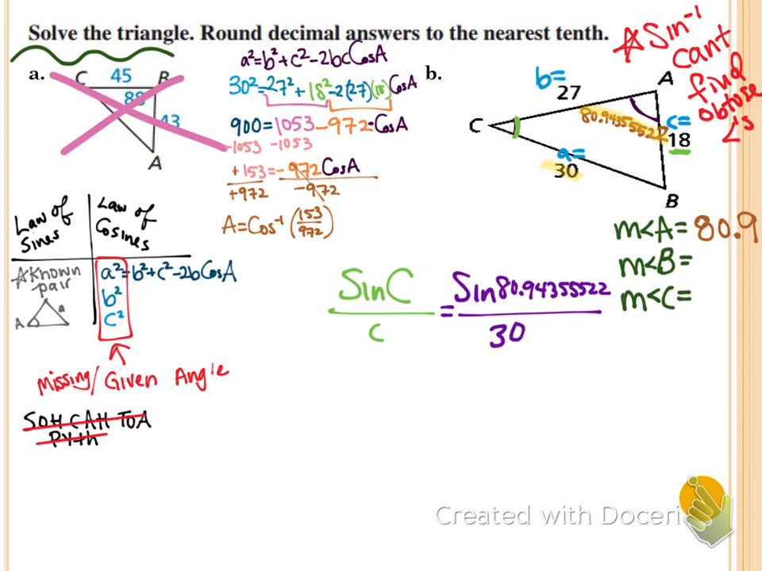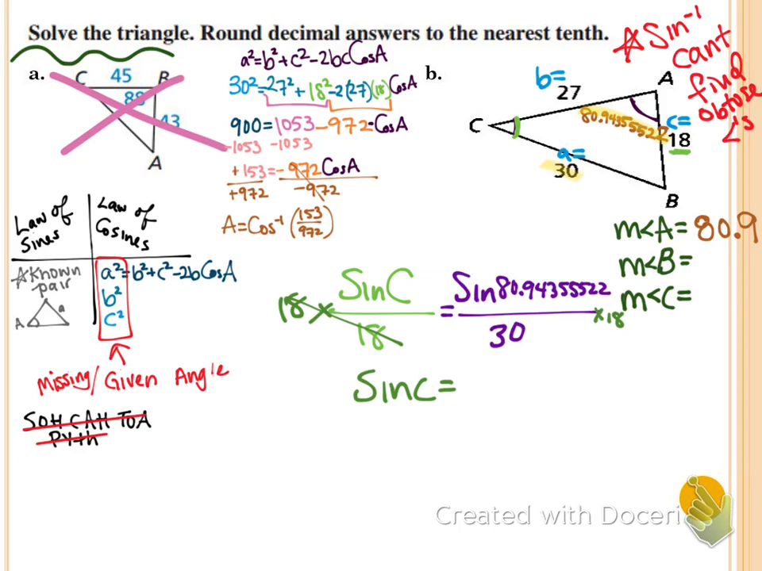Sorry that I wrote side C instead of the number. It's 18. That'll make our lives a little easier. So now we solve. We want to get sine of C by itself, so we're going to multiply by 18 first to cancel out that fraction.